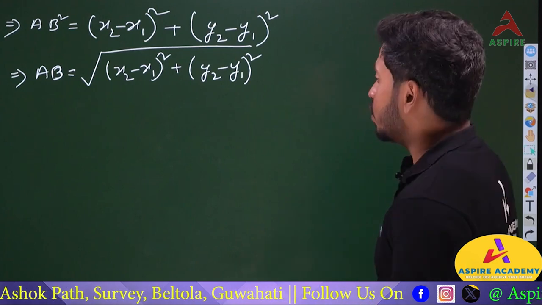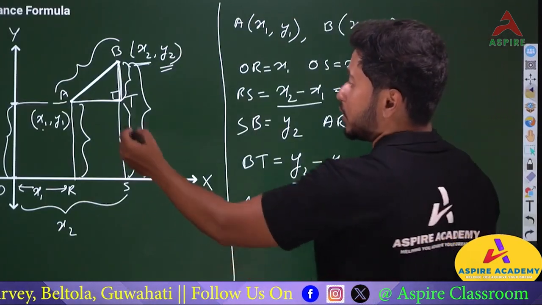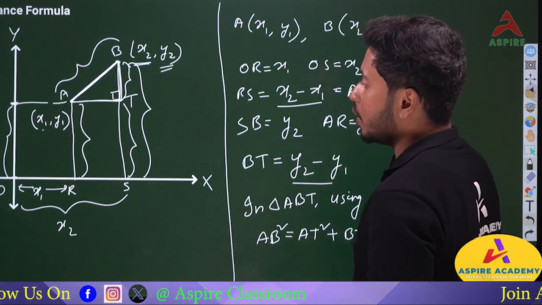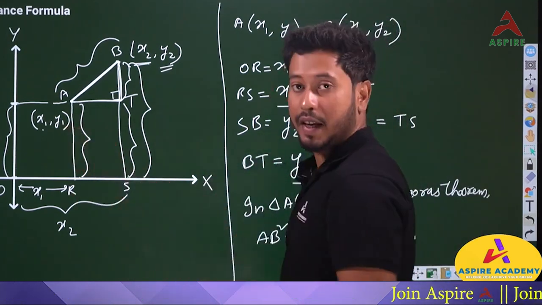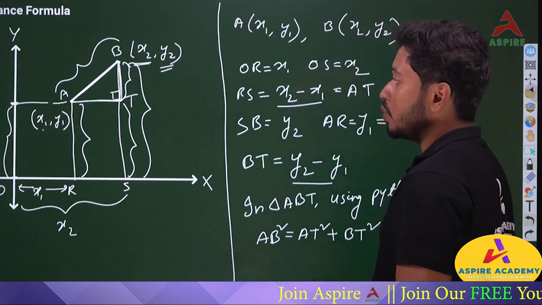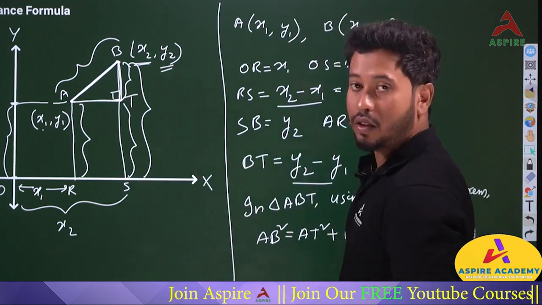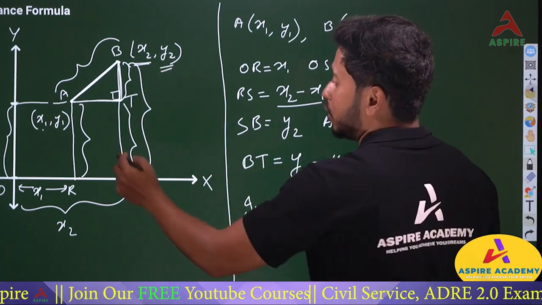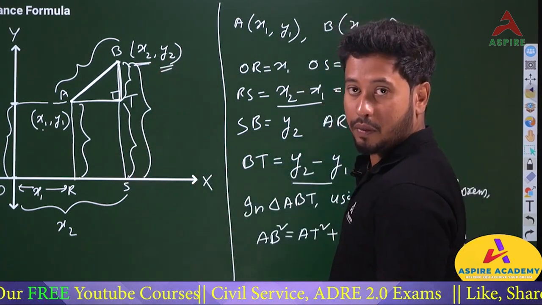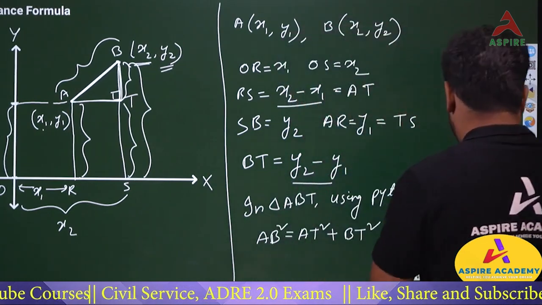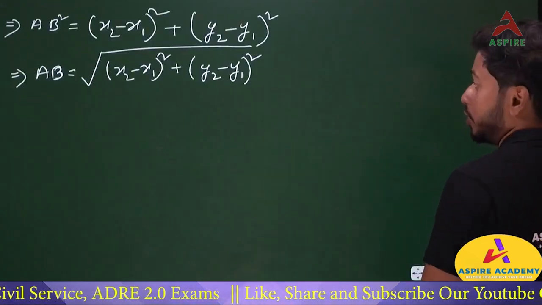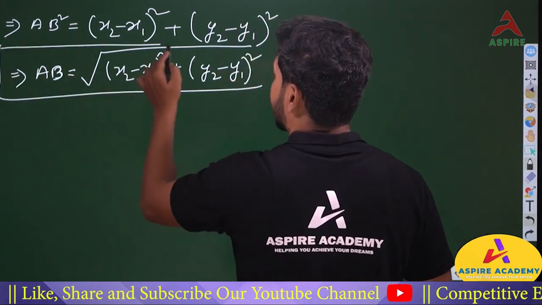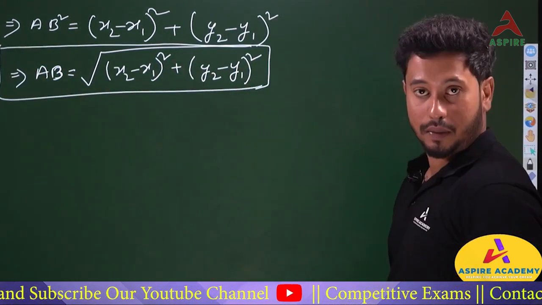So what is x2? From here we can say x2 is the x coordinate of B, right? What is x1? x1 is the x coordinate of A. What is y2? y2 is the y coordinate of point B, and y1 is the y coordinate of point A, right? So using this formula, we can easily measure the distance between any 2 points.